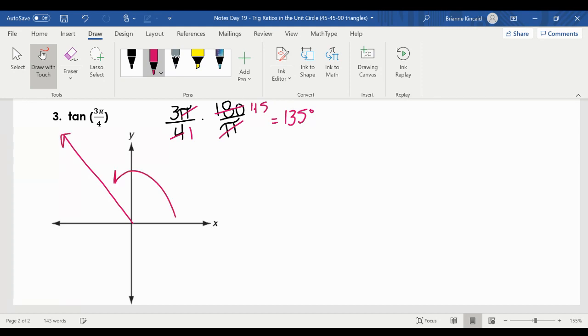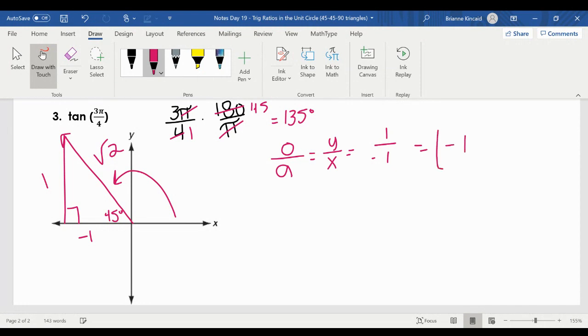So a 135 degree angle is there. I draw up or down to the nearest x-axis. That gives me a reference angle of 45. Side lengths are 1, 1, and radical 2. Last thing we do to be safe is we check our signs. I've moved left, so this one needs to become negative, and up, so the second one stays positive. Remember, tangent is the opposite over the adjacent, or the y over the x, or 1 over negative 1, which is just negative 1.